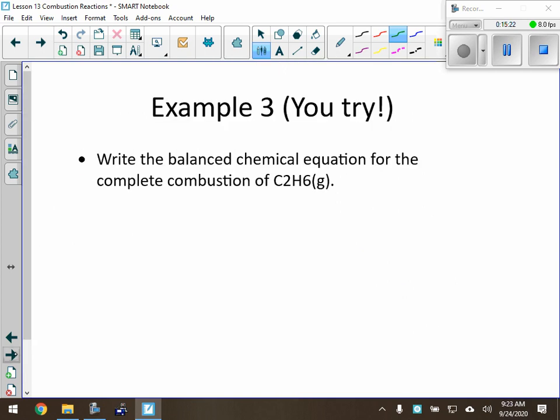All right, go ahead and try this one. This is C2H6, I guess, right? I'm just going to write that down because that bothers me. All right, so just remember, with all combustion reactions, the one thing that we cannot forget is we have to make sure we put plus oxygen, right? Products are always going to be the same.